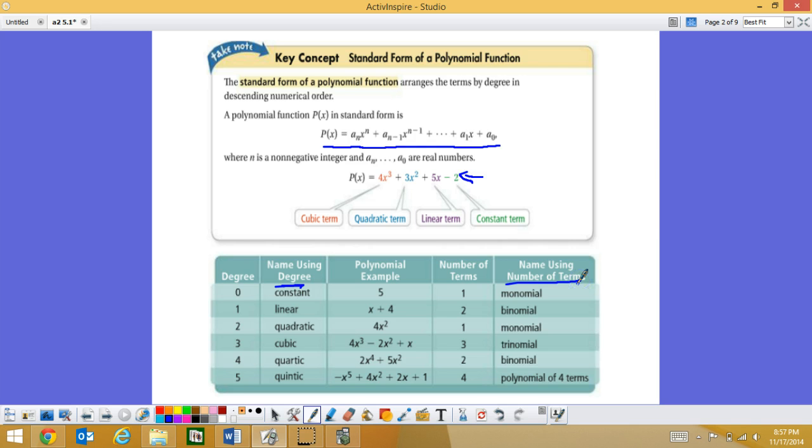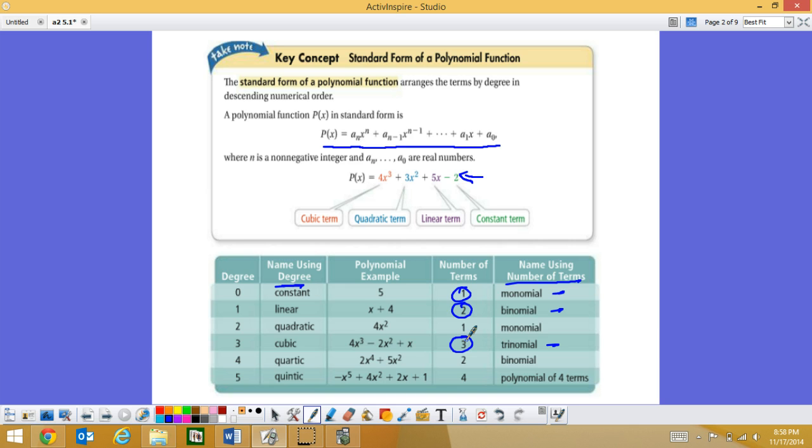Okay. Now the three big words you need to remember as far as number of terms is monomial, binomial, and trinomial. And it's good to know what those prefixes mean. The prefix mono means 1. The prefix bi means 2, and the prefix tri means 3. So a monomial will have 1 term, a binomial 2 terms, and a trinomial 3 terms.